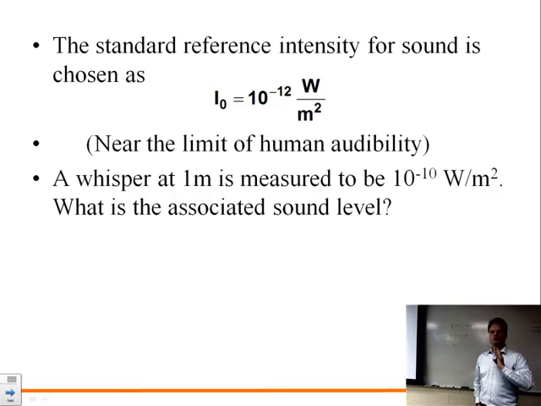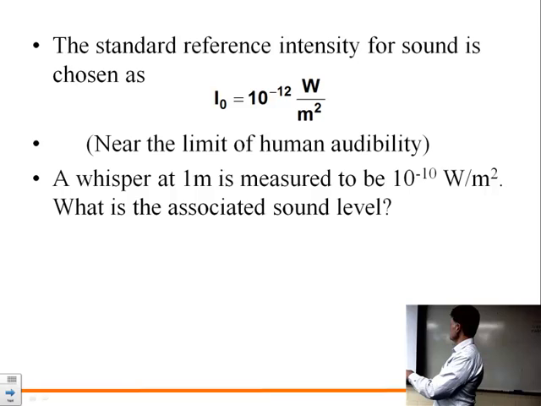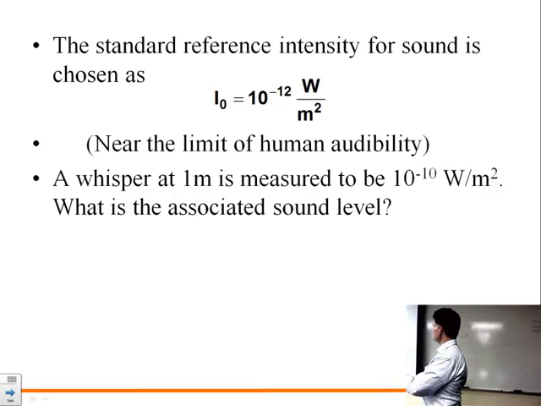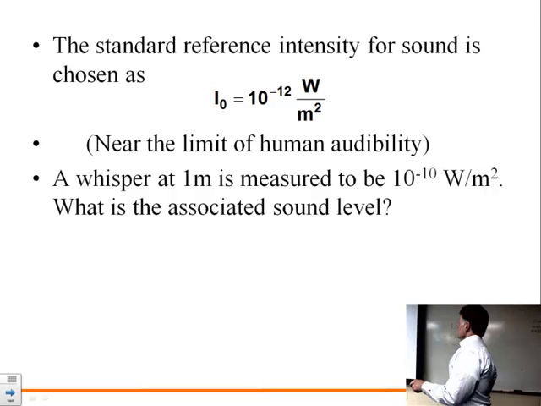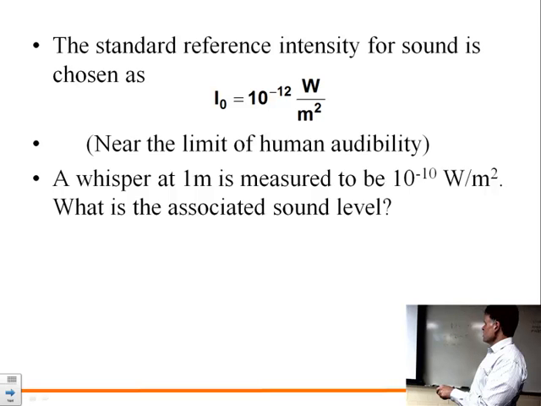It turns out this is near the limit of human audibility. That's why it's chosen. This is right about at the limit that an average human can hear. That's why I think it was chosen. It's also chosen to be an exact number, some power of 10 times these agreed upon metric units.